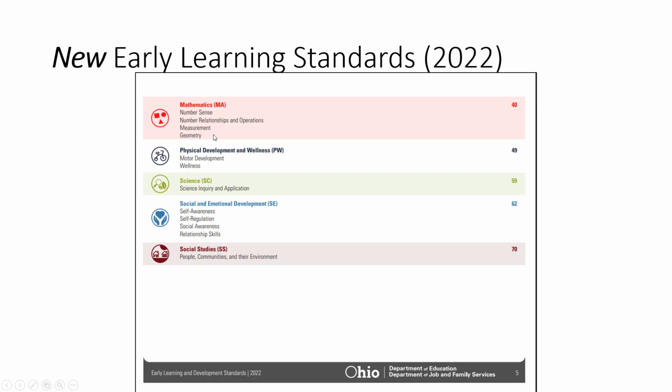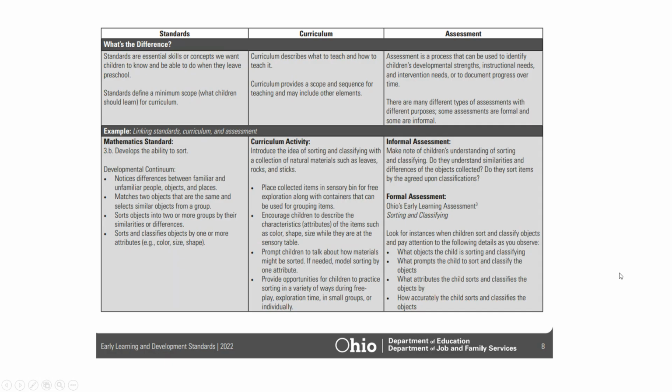There are standards for mathematics, health and physical development, social and emotional, and social studies. There's all kinds of standards. But again, for this 3-lesson assignment in 2600, we're focused on language and literacy.